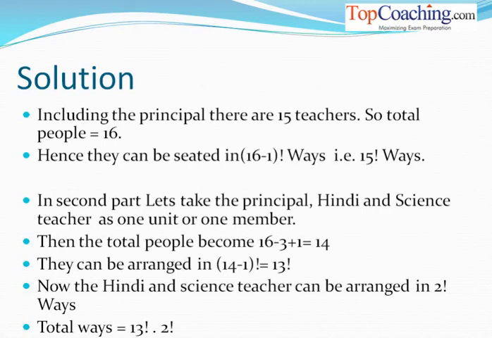Once again, in the second part, we take the principal, the Hindi teacher and the science teacher as one unit or as one member. So the total number of people now in this case becomes 14. They can be arranged among themselves in 13 factorial ways. Also we see that the Hindi and the science teacher can be arranged in 2 factorial ways. So the total number of ways becomes 13 factorial into 2 factorial.